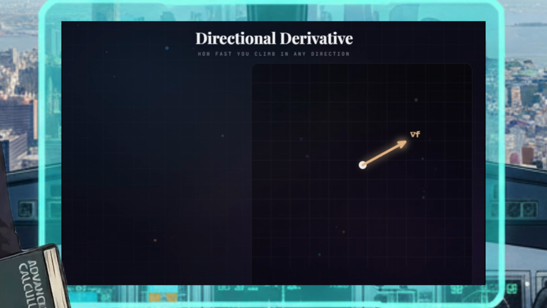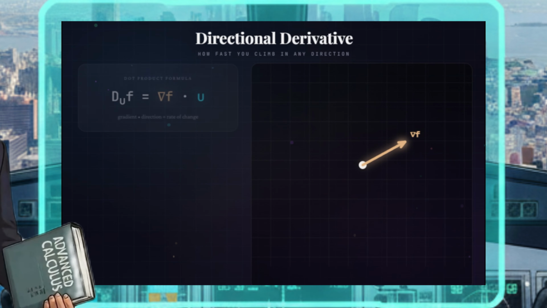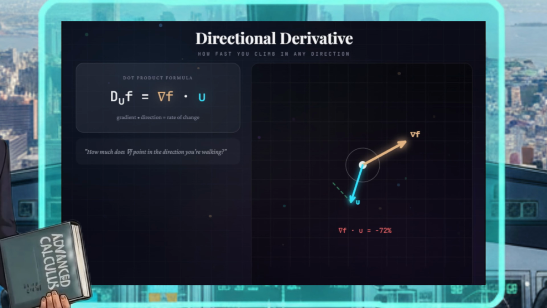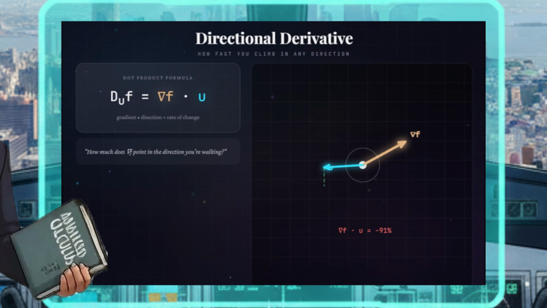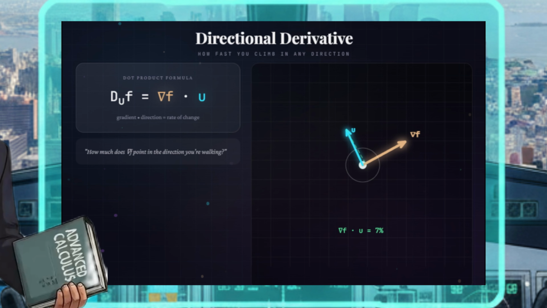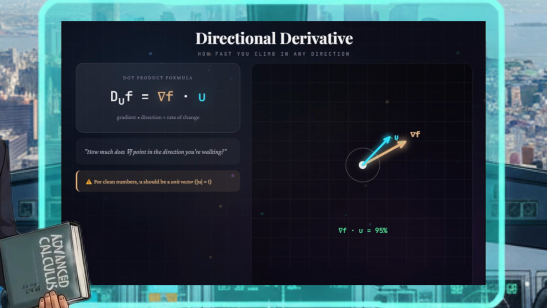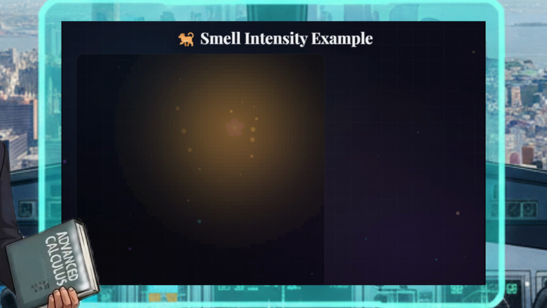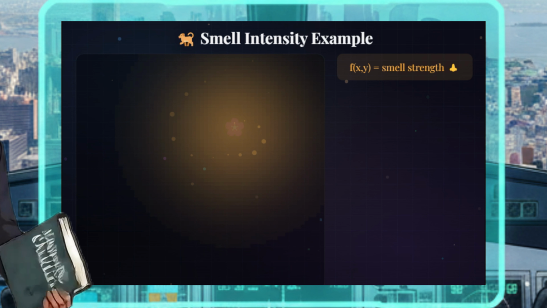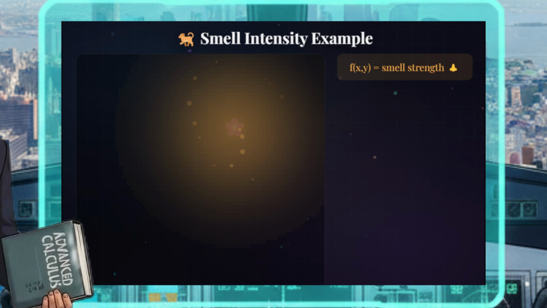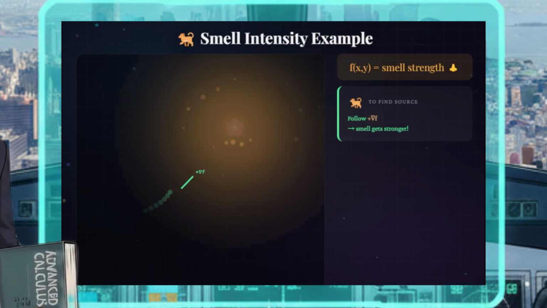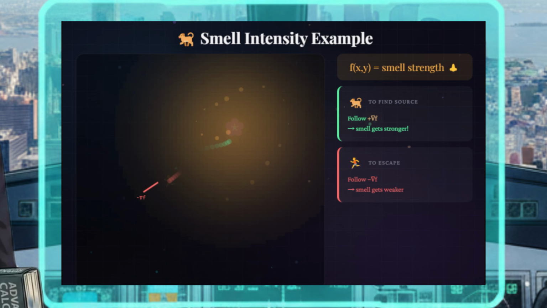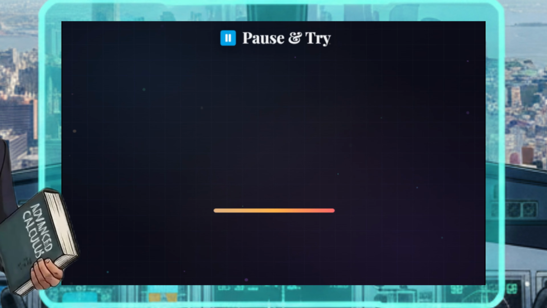This connects to the directional derivative. On screen, you'll see a dot product formula. The important idea is the directional derivative is how much the gradient points in the direction you're walking. And for the clean interpretation, that direction should be a unit direction. Another vivid example, smell intensity. If the function measures how strong a smell is, then to find the source, you walk where the smell increases fastest, along the gradient. To escape, you go opposite the gradient.